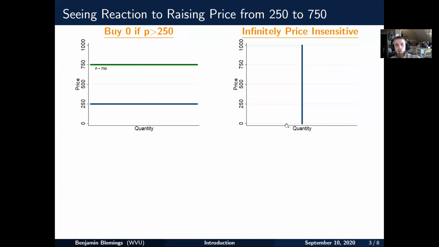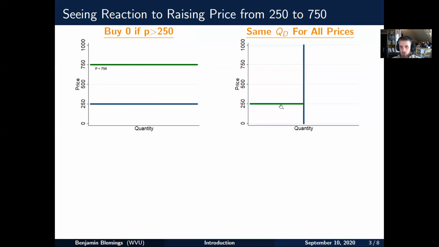So let's see, if you raise the price from $2.50 to $7.50 for this perfectly elastic curve, then the demand goes to 0, because you buy 0 at any price above $2.50. Any price below $2.50, you buy all of it. Whereas if you're infinitely price insensitive and the price goes from $2.50 to $7.50, there's the same quantity demanded for all prices. At $2.50, you demand the quantity Q, and at $7.50, you demand quantity Q that are exactly the same.